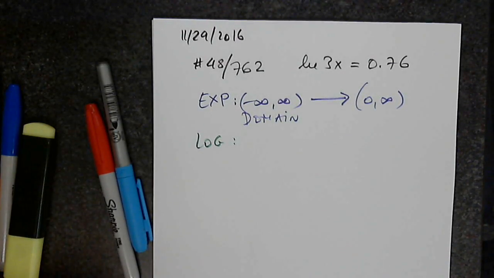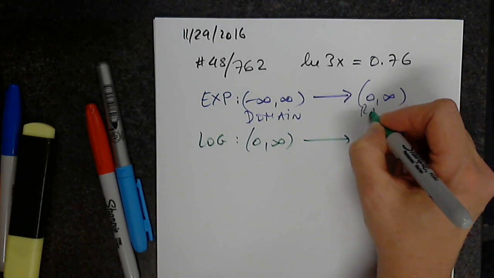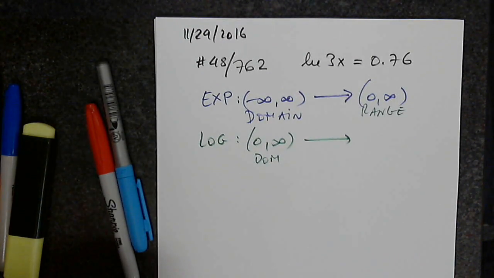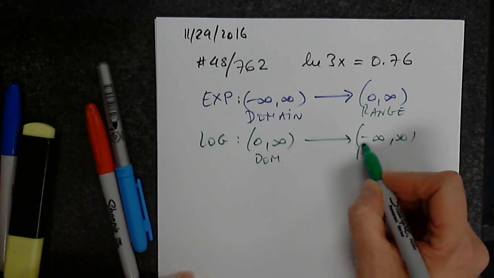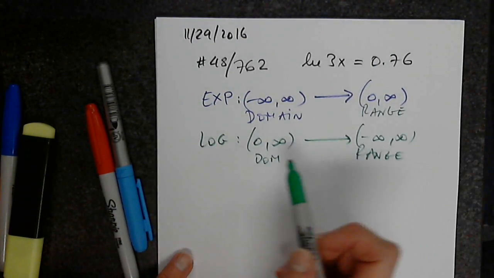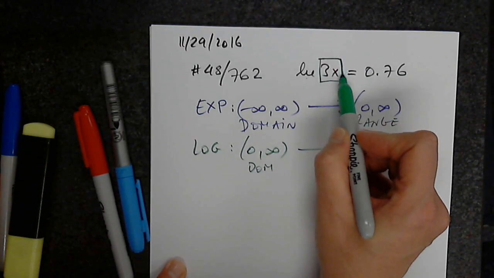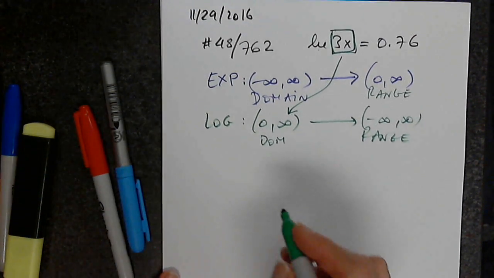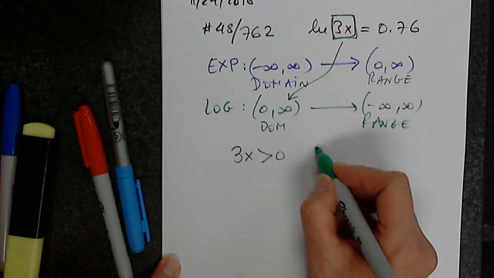Since it's the inverse of the exponential, what will be its domain? 0 to infinity. Wonderful. Since it's the inverse, this is the range. And what will be its range? Negative infinity. Right, because it's the inverse function. Absolutely. So when I apply log to this quantity, it must be greater than 0. So first I have to state its restriction, 3x greater than 0, divide both sides by 3.